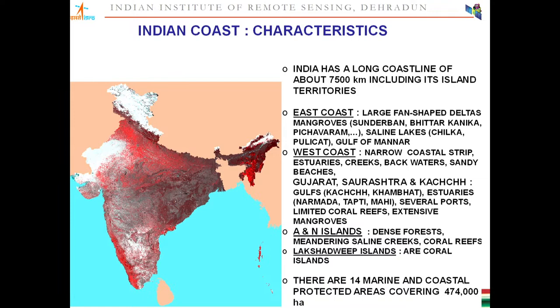On the west coast, they have estuaries, creeks, and backwaters. They have estuaries like Narmada, Tapi, Mahi, Sabarmati in the Gulf of Khambat. We have the Gulf of Kutch. Various ports are there on the west coast. There are limited coral reefs in the Gulf of Kutch, and we also have good mangroves on the west coast as well. In Andaman Nicobar, mainly we have corals, saline creeks, and dense forest. Andaman Nicobar and Lakshadweep are mainly coral islands. We call them atolls, and we also have 14 marine coastal protected areas. So these are the major characteristics of the Indian coast.